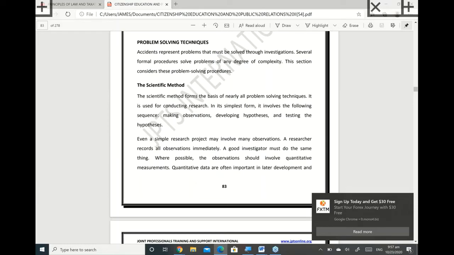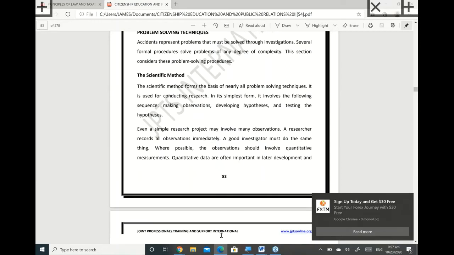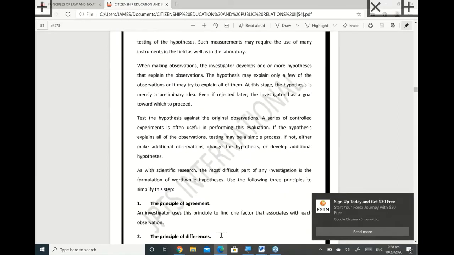A researcher records all the observations immediately. A good investigation must do these same things. Where possible, the observation should involve quantitative measurement. Quantitative data are often important in developing observation and in testing the hypothesis. Measurement may require the use of many instruments in the field as well as in laboratories.